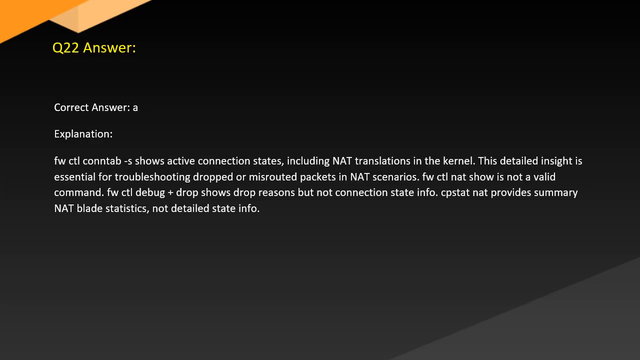Answer. Correct answer: A. Explanation. fw ctl conntab shows active connection states, including NAT translations, in the kernel. This detailed insight is essential for troubleshooting dropped or misrouted packets in NAT scenarios. fw tab is not a valid command. fw ctl debug plus drop shows drop reasons but not connection state. cp_stat nat provides summary NAT blade statistics, not detailed state info.